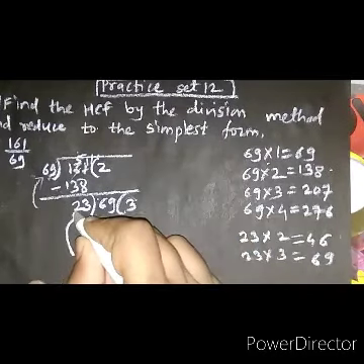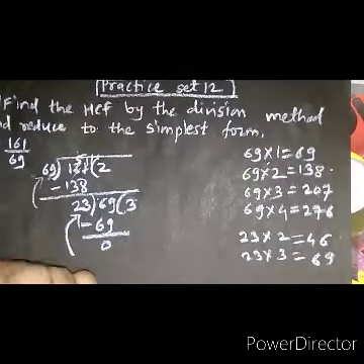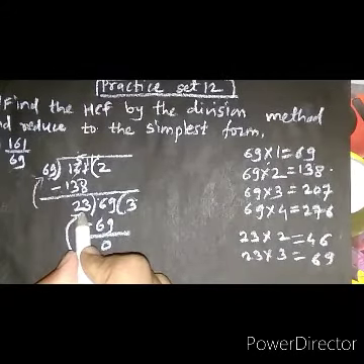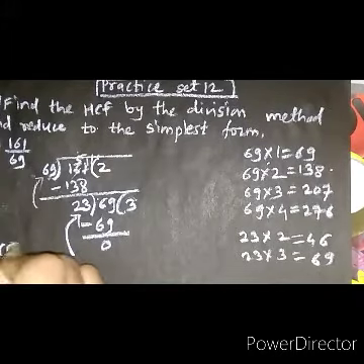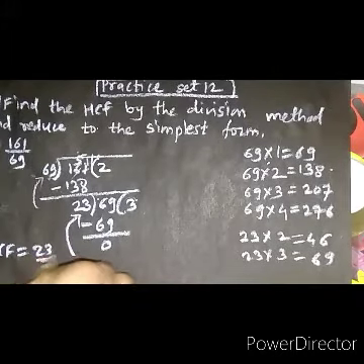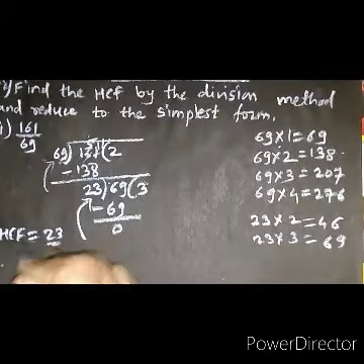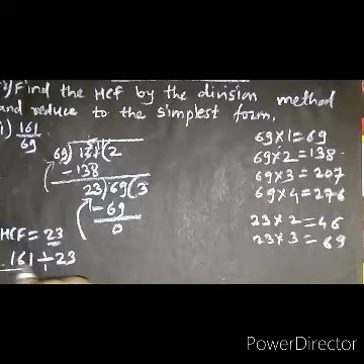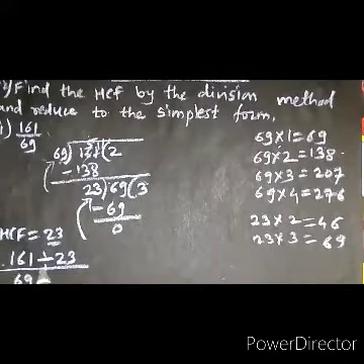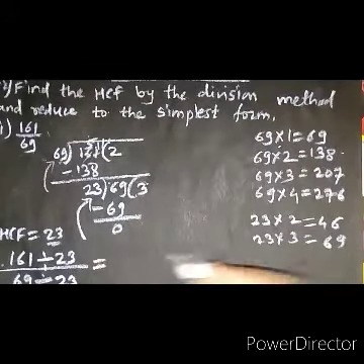Now we have to consider the previous divisor, that is the HCF. Therefore here the previous divisor is 23, which is the HCF. Therefore HCF is equal to 23. Now we have to reduce into the simplest form. So 161 divided by the HCF 23 upon 69 divided by 23.